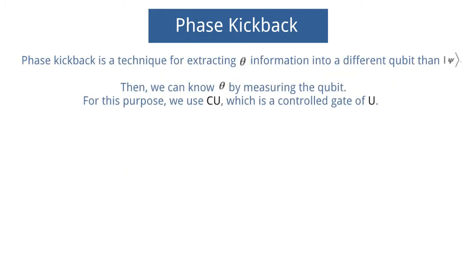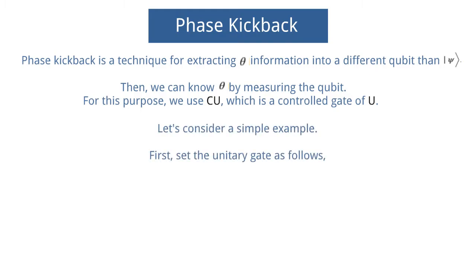Phase kickback is a technique for extracting theta information into a different qubit than psi. Then, we can know theta by measuring the qubit. For this purpose, we use CU, which is a controlled gate of U. Let's consider a simple example. First, set the unitary gate as follows.